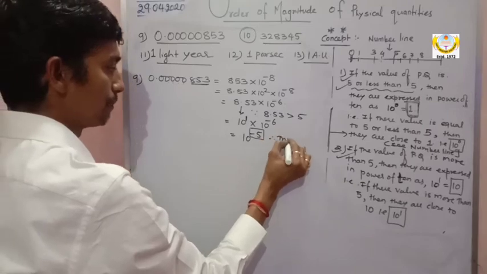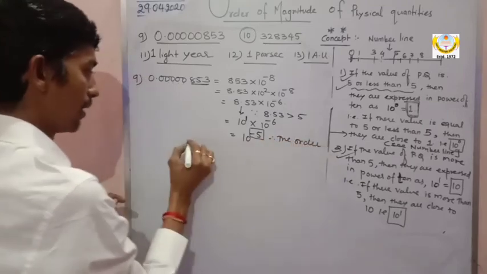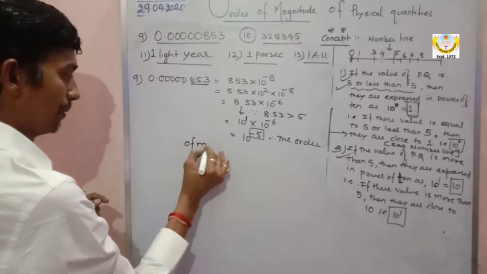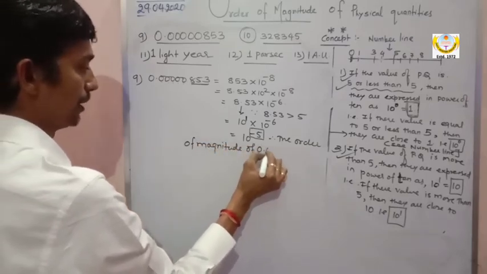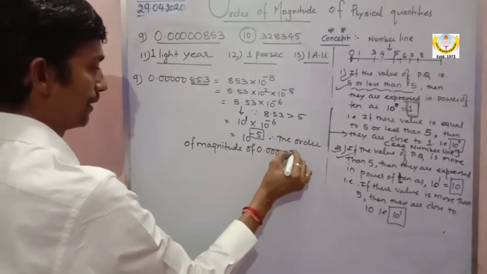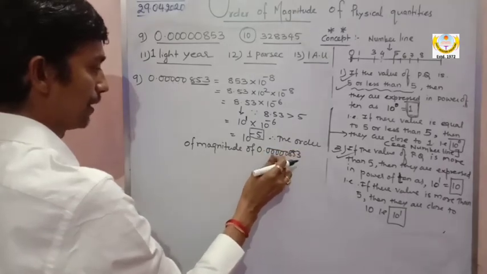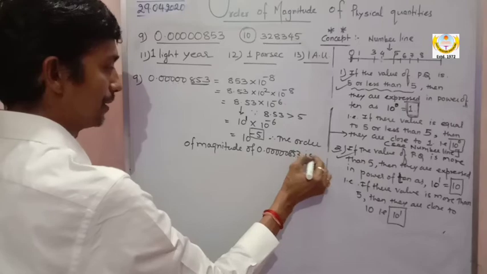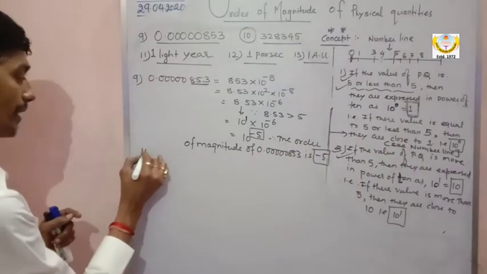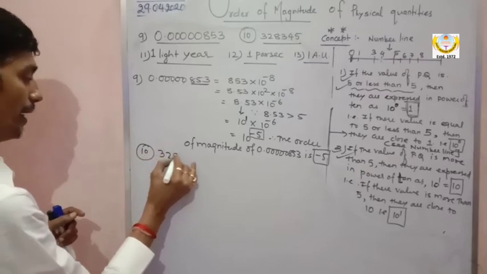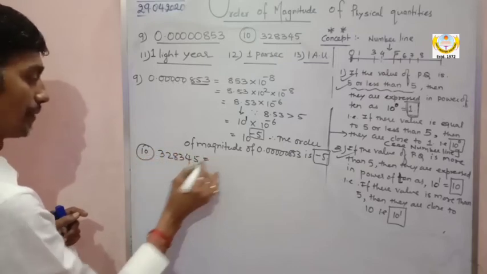Therefore, the order of magnitude of 0.0000853 (1, 2, 3, 4, 5, 6, 7, 8) is minus 5. Look at the 10th one. This is 3.28345. So I will convert it to one digit.